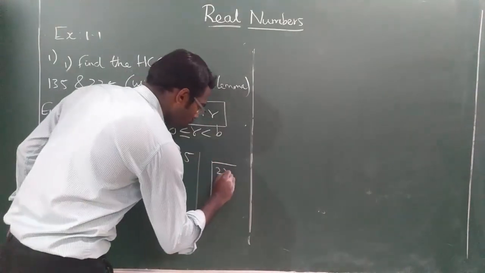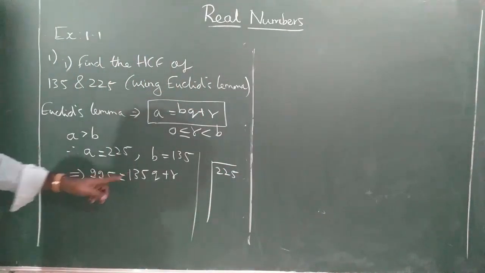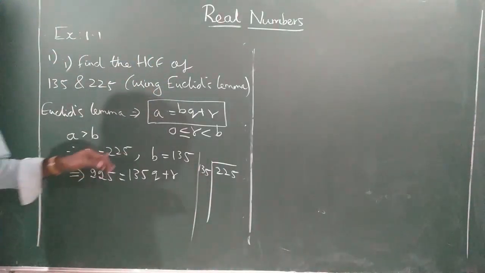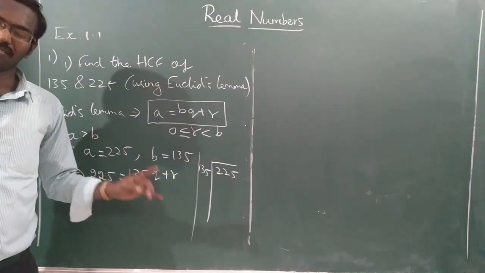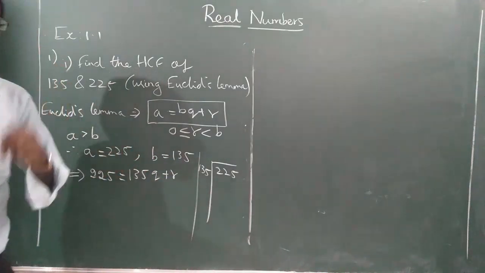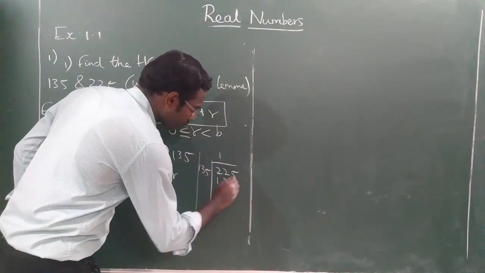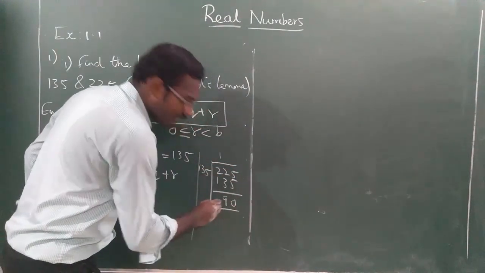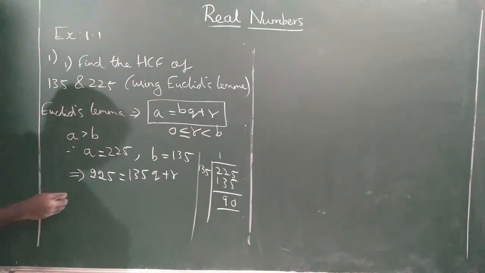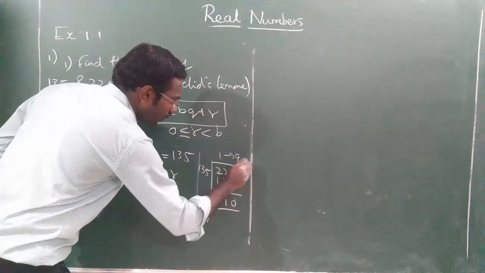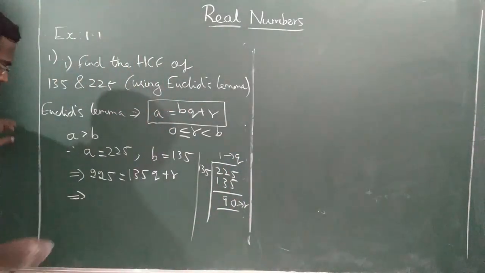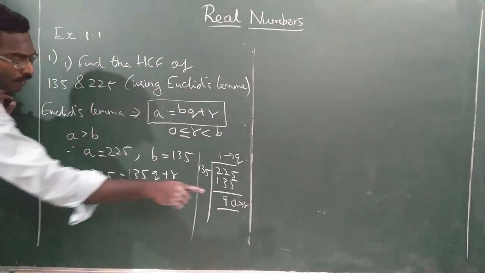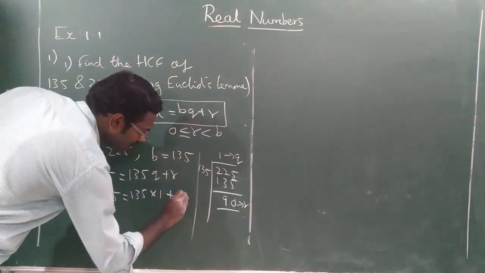So for Q plus R, you have to divide A by B. A is 225. Okay, so you are going to divide it by 135. Okay, in 225, how many times is 135 there? Only one time. So 135 is 135. Remaining how much? 5 minus 5 is 0, 2 minus 3, borrow 1, remaining 90. Remainder is 90. So we will write like this. Quotient is 1, remainder is 90. Okay, so 225 is equal to 135 into Q, which is 1, plus remainder, which is 90.